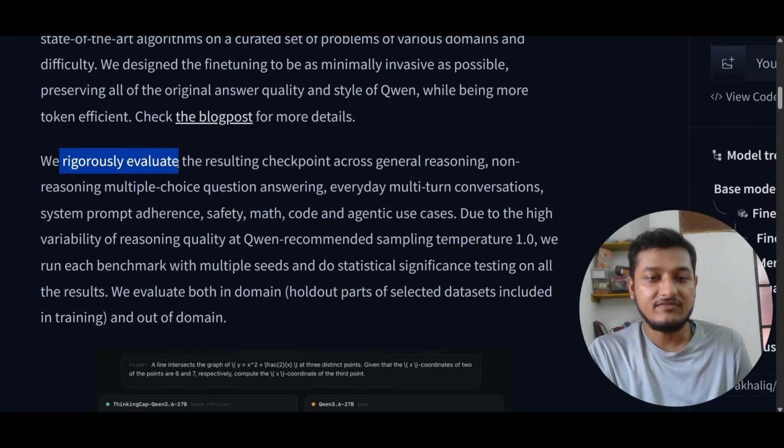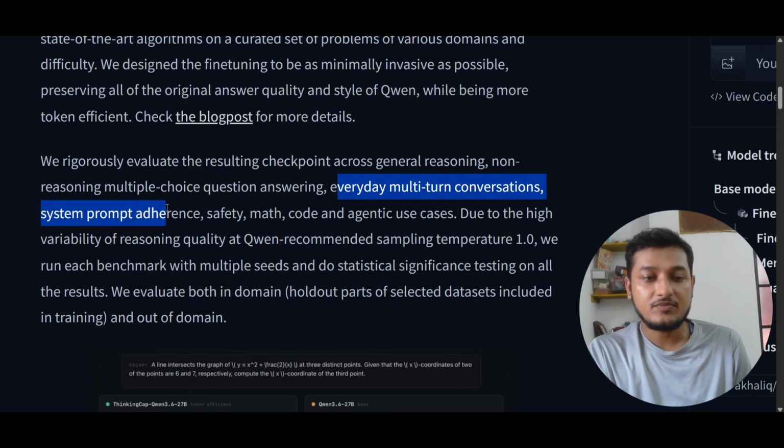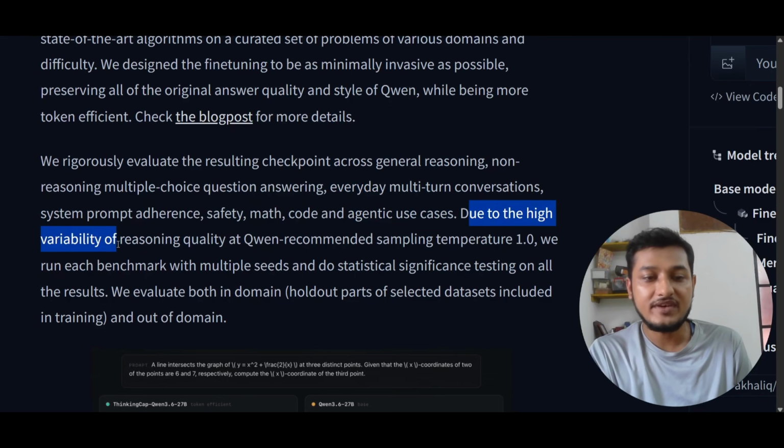We rigorously evaluate the resulting checkpoint across general reasoning, non-reasoning, multiple choice question answering, everyday multi-turn conversations, system prompt adherence, safety, math, code, and agentic use cases. Due to the high variability of reasoning quality, Qwen recommends a sampling temperature of 1.0.